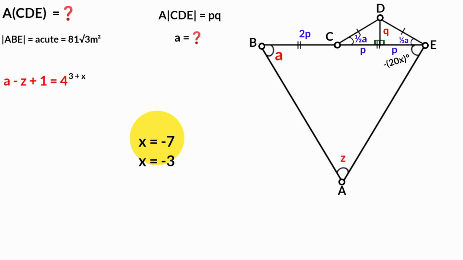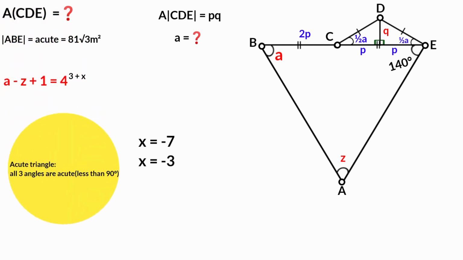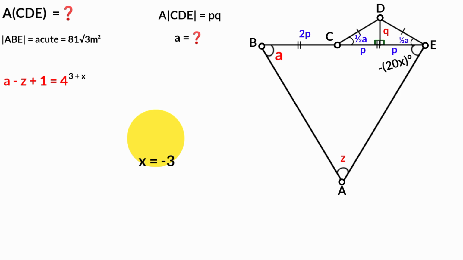Let's check x equal to minus 7. Substitute here, the angle will be minus 20 times minus 7. Minus 20 times minus 7 is 140. Recall here, it says that triangle ABE is an acute triangle. An acute triangle is a triangle which has all three of its angles to be less than 90 degrees. But this 140 degrees is greater than 90 degrees. So this x equal to minus 7 is not our answer.